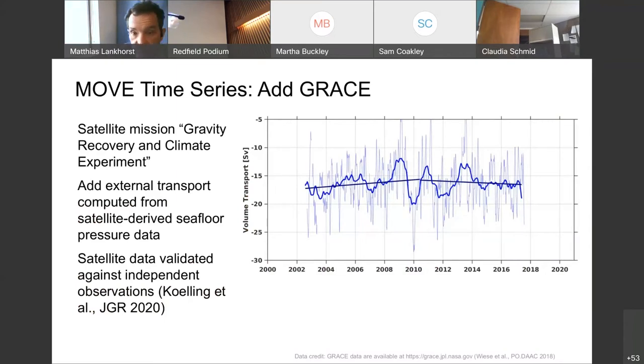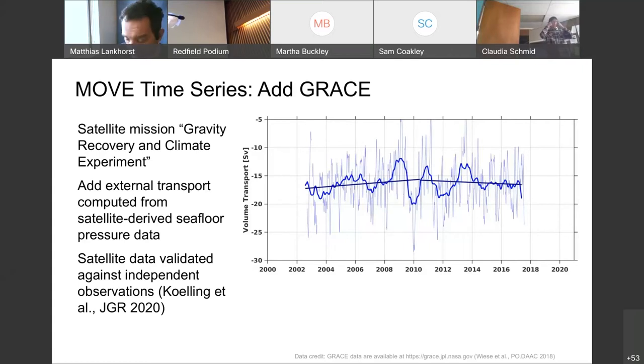Well, Jannis Kerling did validate them against independent data: against satellite altimetry together with hydrography, repeat hydrography, as well as long-term mooring deployments at multiple locations, a dozen or so locations all over the North Atlantic. And these long-term trends in that particular data product from GRACE checked out okay. Therefore, we're now using them with confidence as the external transport for our MOVE array. It doesn't cover the full 21 years, but we're looking at 16 or 17 years.